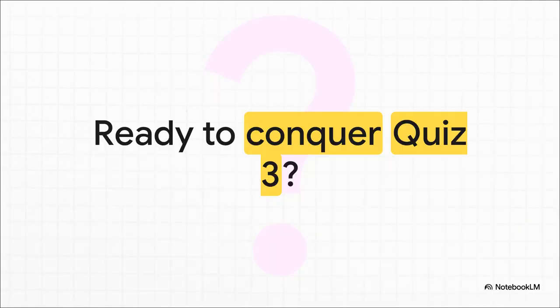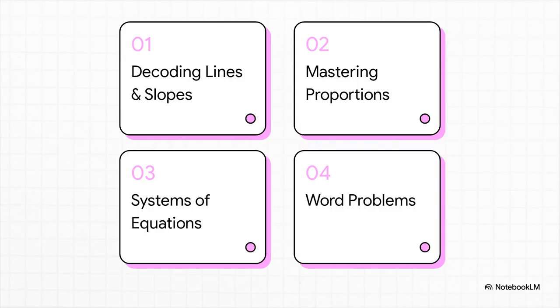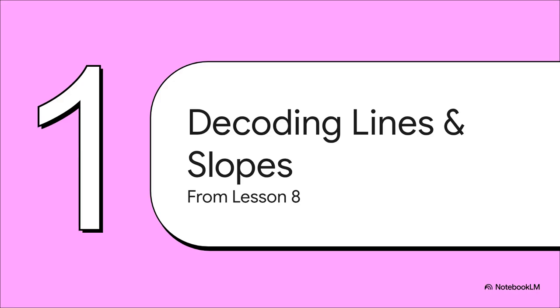The goal here is pretty simple. Turn any confusion you might have into total confidence. And we're going to do that by tackling one problem at a time, step by step. So here's our game plan. We'll start with lines and slopes, then we'll jump into proportions. After that, we'll get into solving systems of equations, and we'll finish up by cracking those word problems. By the end, you'll have everything you need. All right, let's get into our first topic.